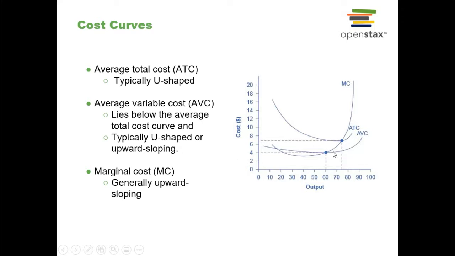By definition, marginal cost will always intersect average variable and average total cost at their lowest point, because the marginal cost is the cost of one more unit. So as long as marginal cost is below average total cost and average variable cost, those costs must be decreasing. Once marginal cost goes above, then by definition, average costs must be increasing.